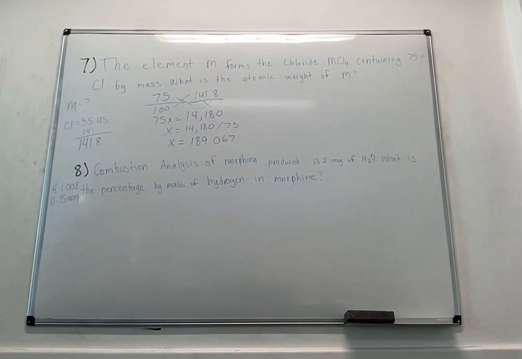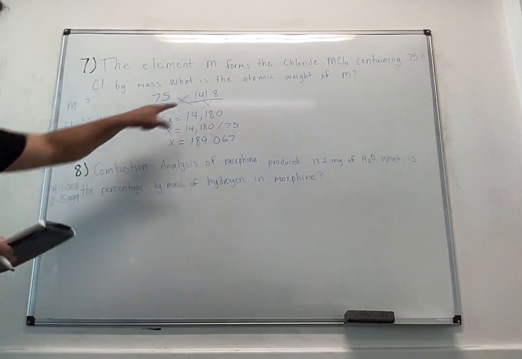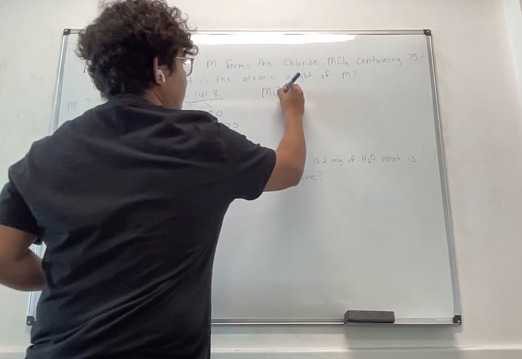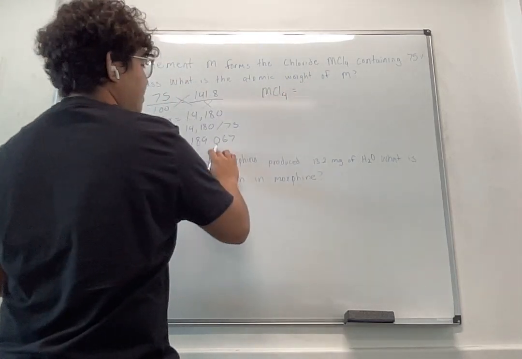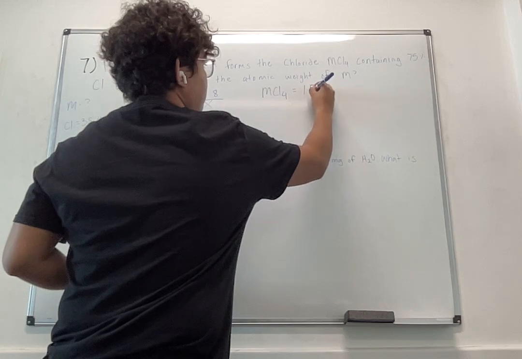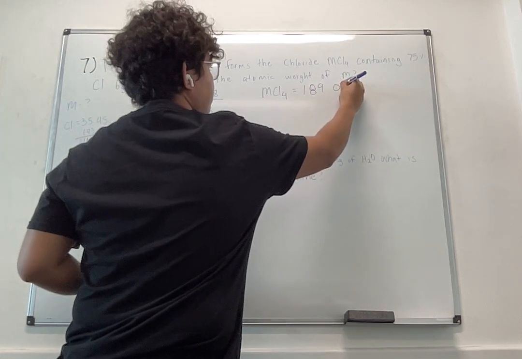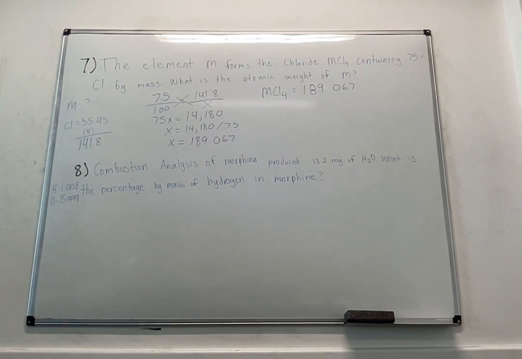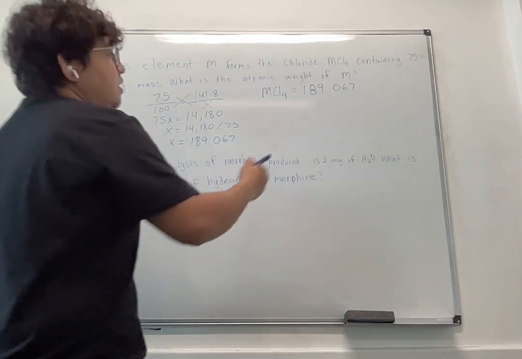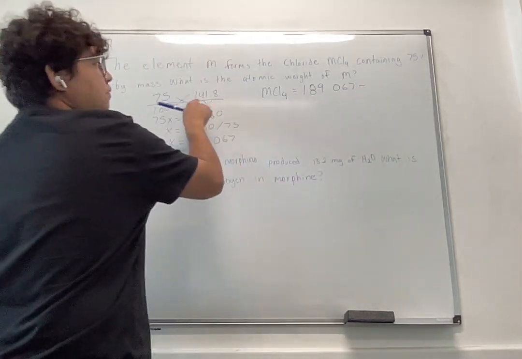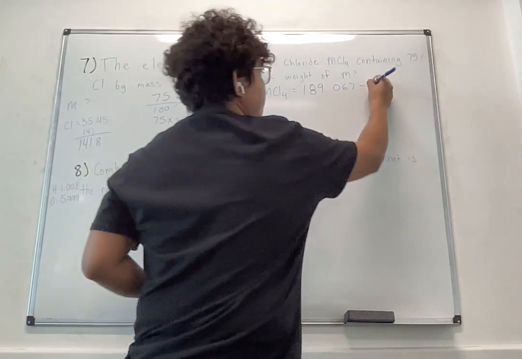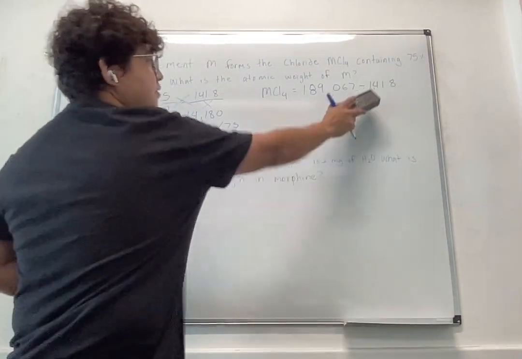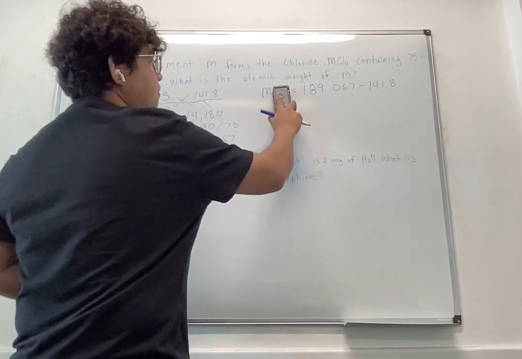Remember, this is the total mass of MCl4. So MCl4 equals 189.067. That's a weird 8. It's cool. Now, the good thing about this is we already know what Cl4 is. So if we subtract Cl4, which is 141.8, watch what happens. Remember, this is me subtracting Cl4.